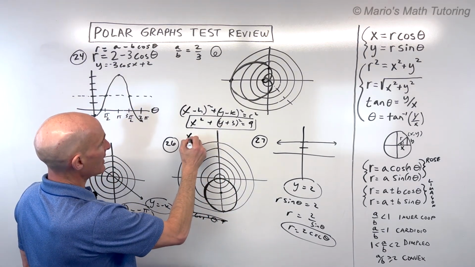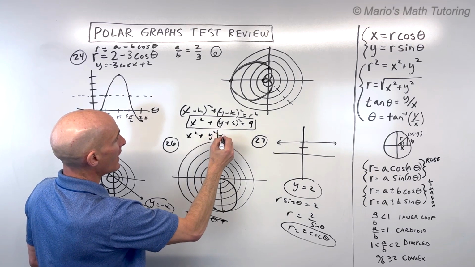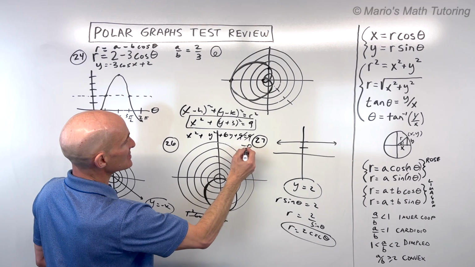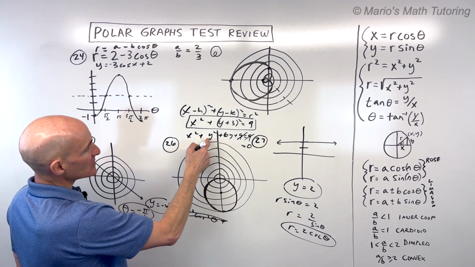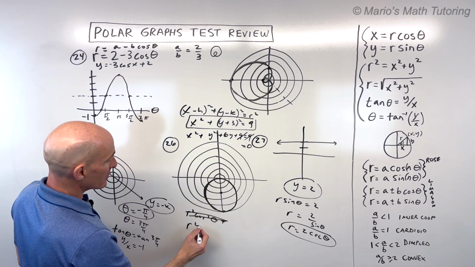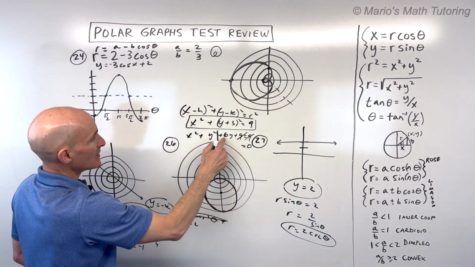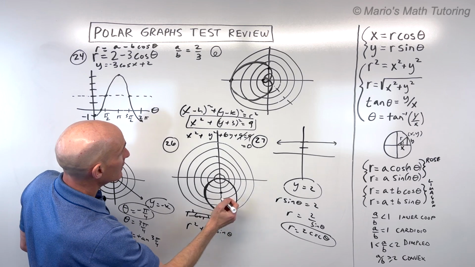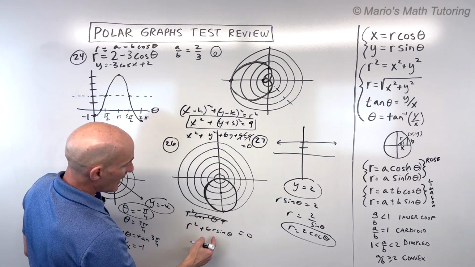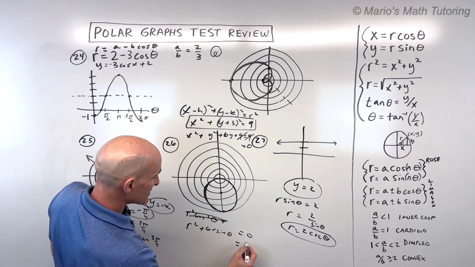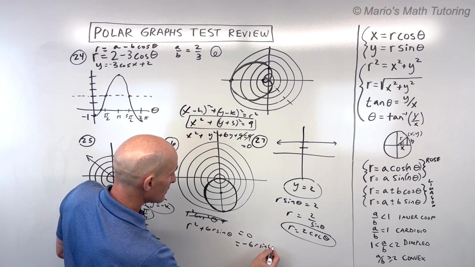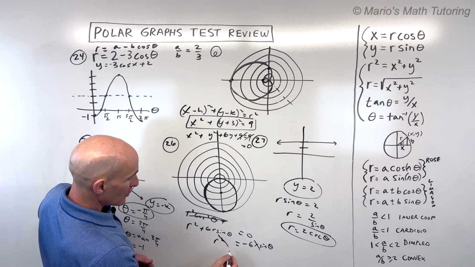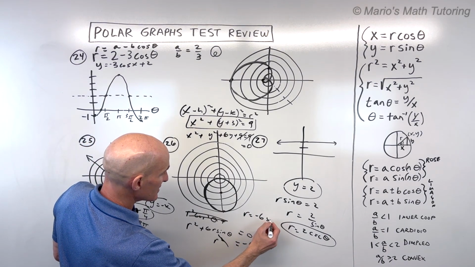So this is going to be x squared plus y squared plus 6y plus 9 equals 9. If we subtract 9 from both sides, this would equal 0. Now, x squared plus y squared is equal to r squared, right here. y is equal to r sine theta, and that's equal to 0. So now if we subtract the 6r sine theta and divide both sides by r, we get r equals -6 sine theta.